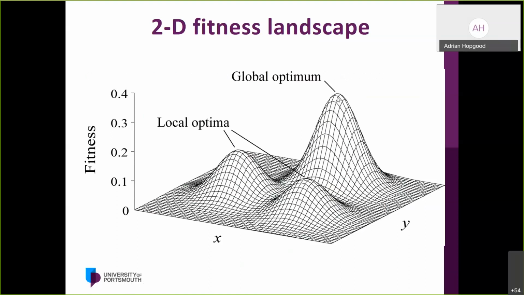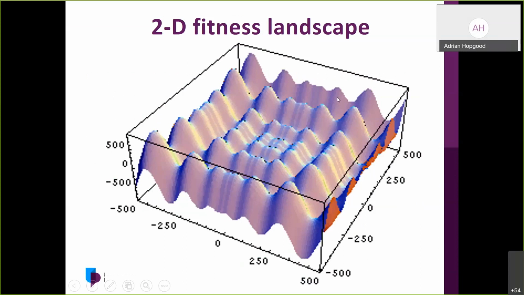Well, that looks pretty obvious, but there are other fitness functions, like this one, which is the so-called Schwefel function, where it's actually not at all obvious, even in 2 dimensions, where the peak is. And in real life, you'll actually be commonly dealing with many dimensions of fitness.